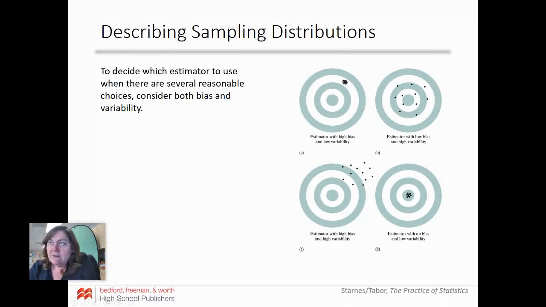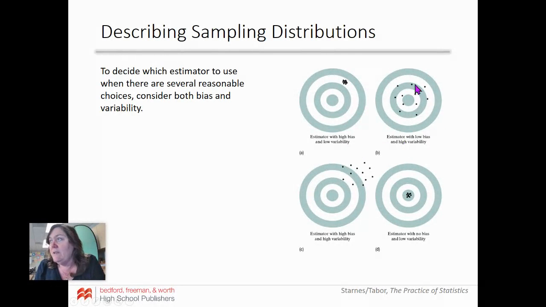This is new now. I want you to think about this. Targets, okay? If we were shooting, we want to get into the center. That is our target, that's our goal. But if we have an estimator that has high bias, remember that's not equal to, it's going to miss the mark. This one has low variability though, because it's all missing the mark in the same spot, but it's not hitting the mark. This is high bias and low variability.